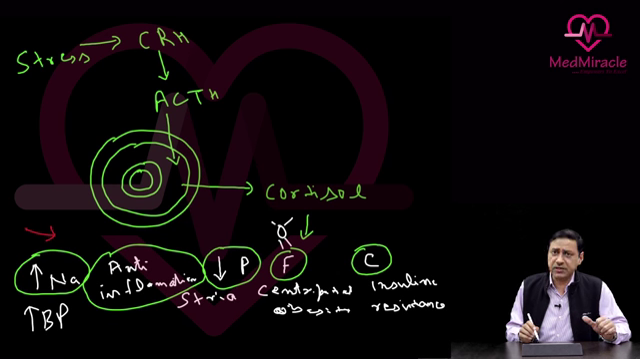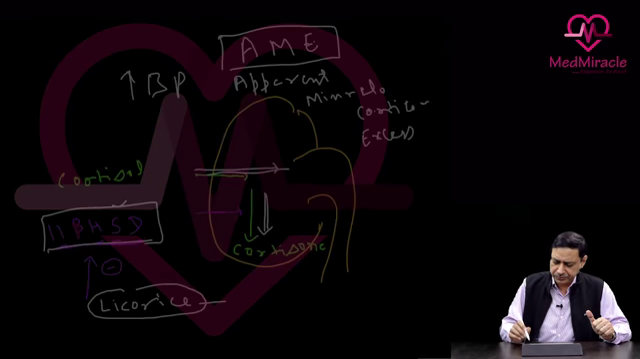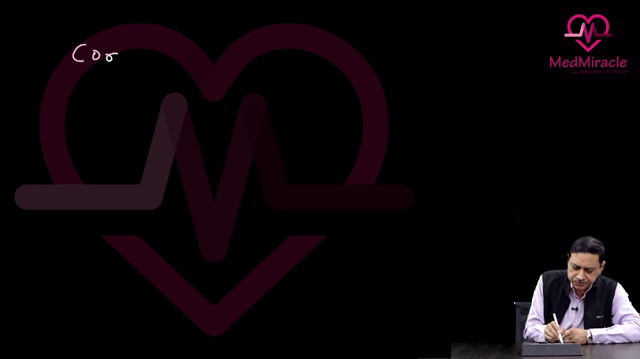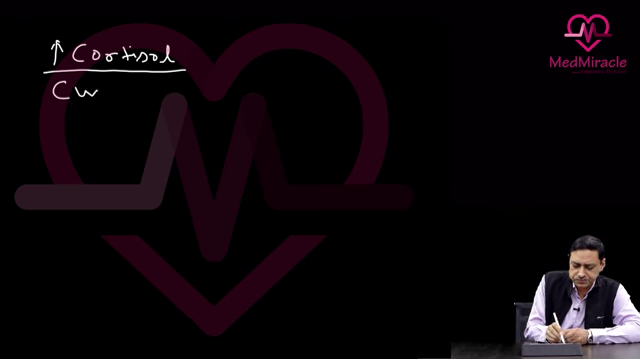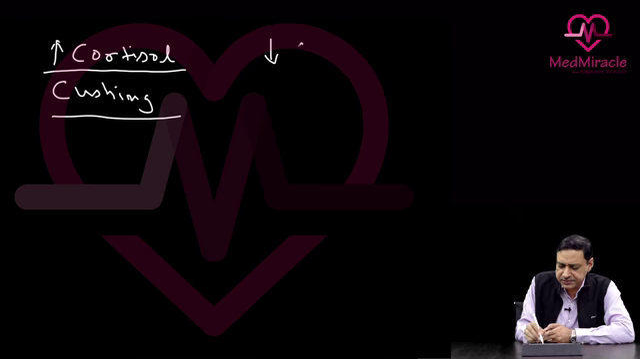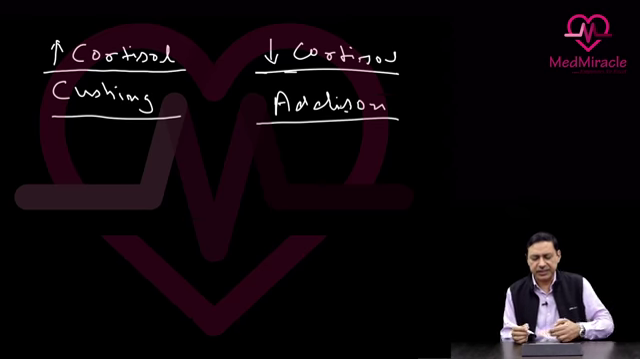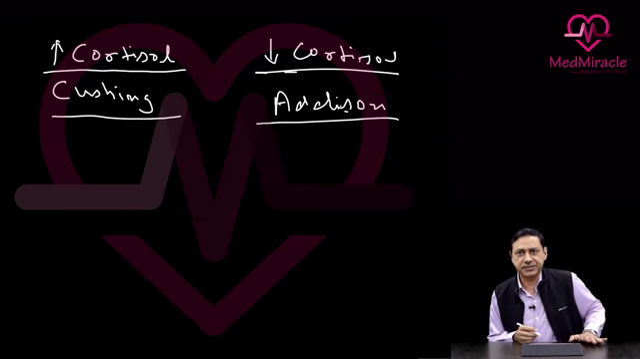If cortisol level is more, what will happen? If cortisol level is less, then what will happen? If cortisol, the glucocorticoid, is more, what will happen? Cushing syndrome. If cortisol is less, what will happen? Addison's disease. More cortisol is Cushing and less cortisol is Addison's disease.